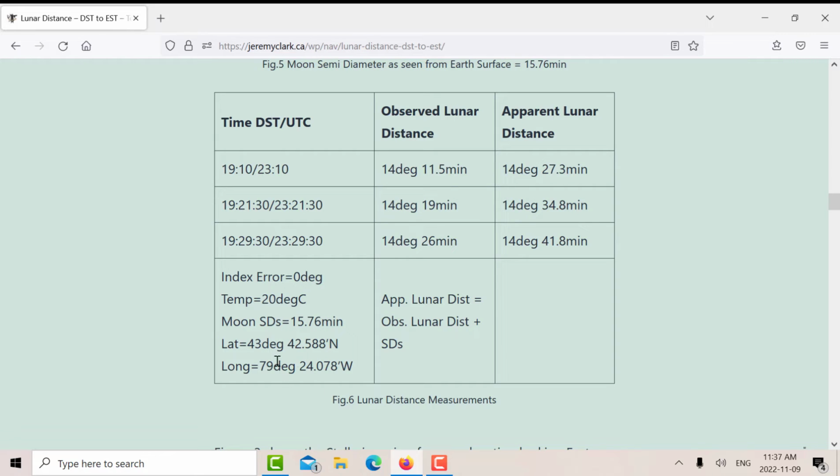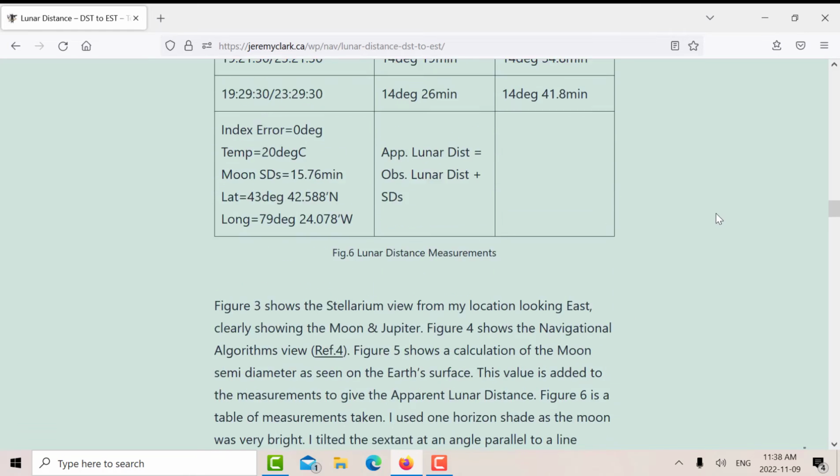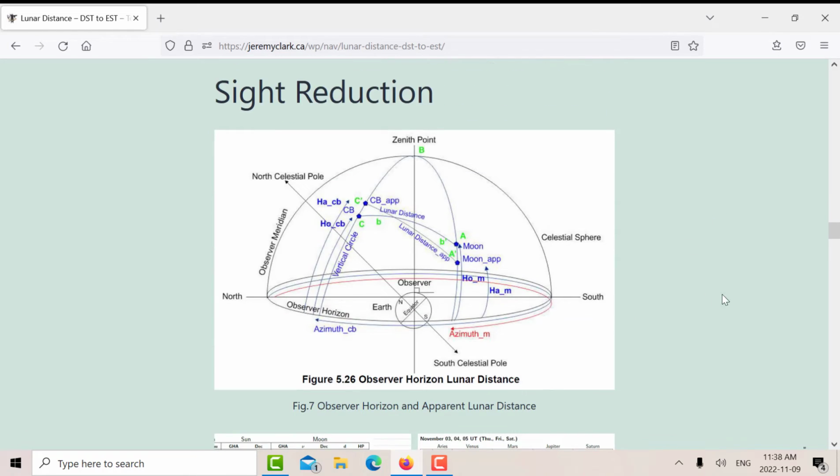That's my latitude and longitude. I used the latitude and longitude and the exact time to calculate HA, as I mentioned, because I don't have a water horizon. So that's a picture of the spherical triangle you use to calculate the geocentric lunar distance. That's your zenith point. This is where the moon is really, and this is where it appears to be. And that's where the celestial body really is, and that's where it appears to be.